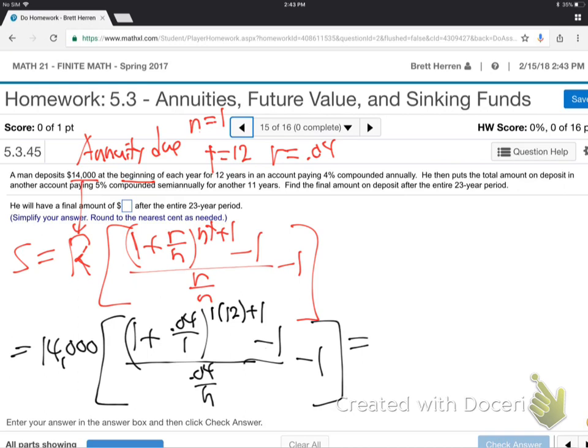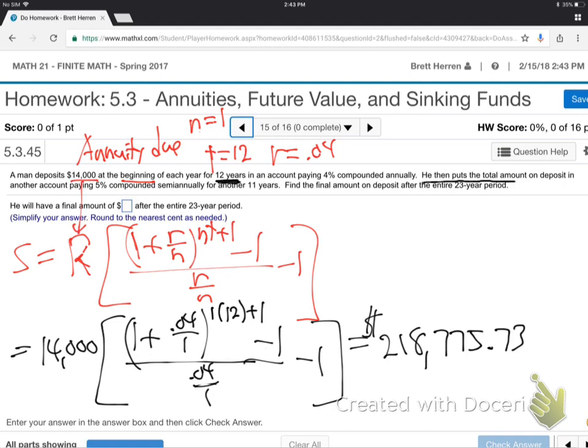Okay, so I just got an answer. What did I get? 218,007. That's not the final answer yet. It's halfway. 775.73. So at the end of the 12 years, his money has piled up to be 218,775.73. Then what does he do?